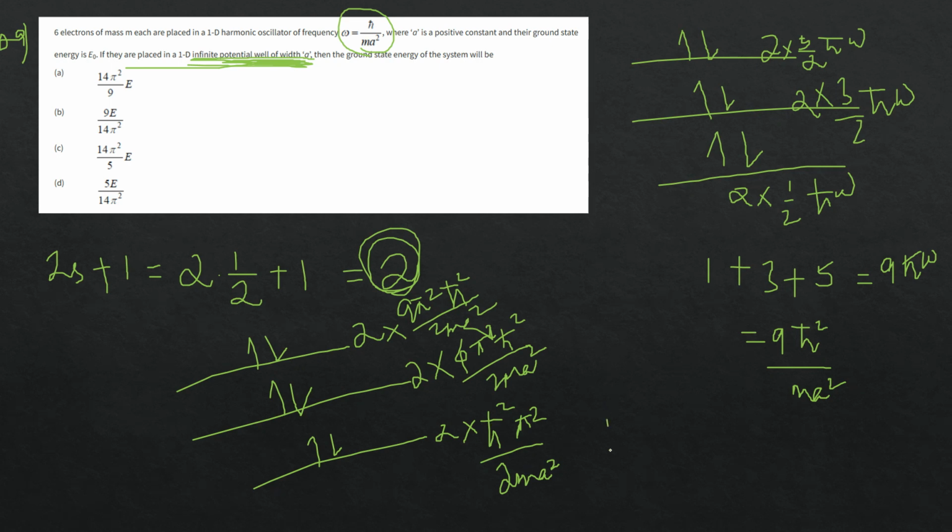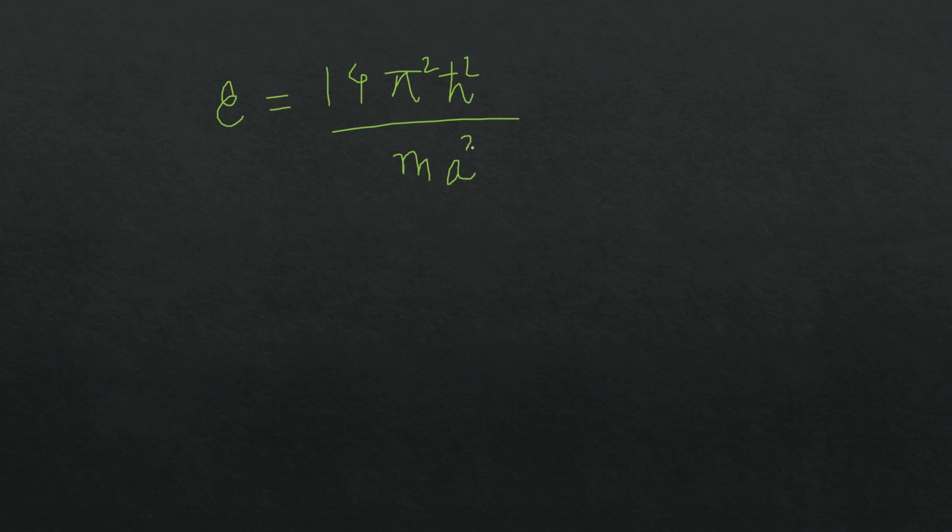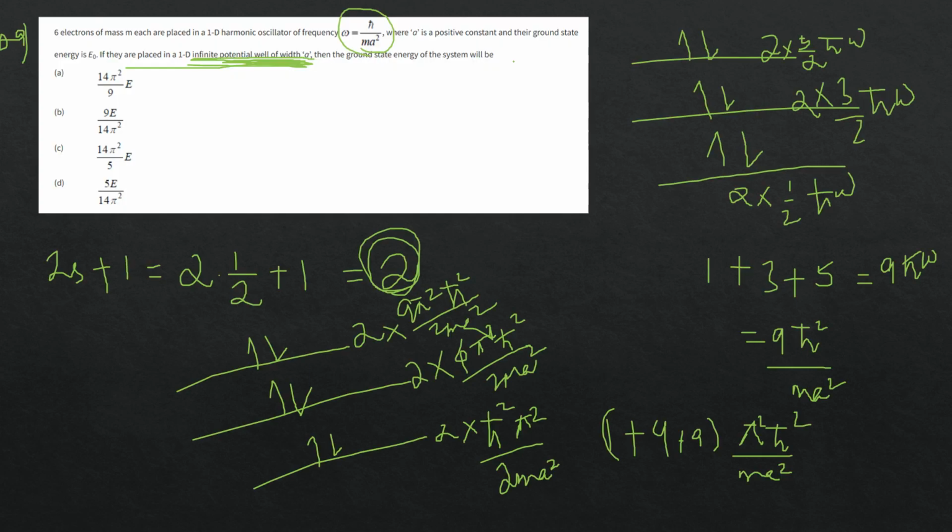So this is 1 plus 4 plus 9 plus 9, pi square h cut square by m a square, isn't it? So this is going to be 9 plus 4, 13, 14. So E is equal to 14 pi square h cut square by m a square.